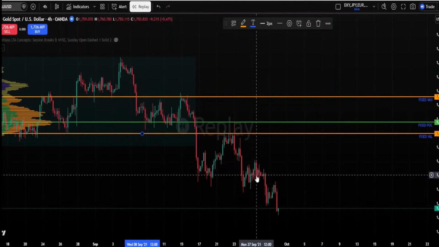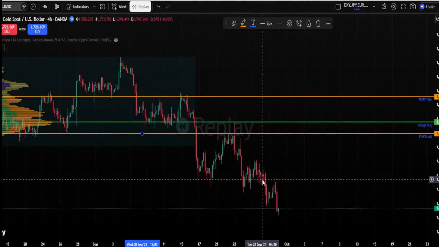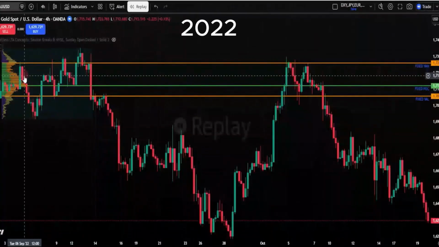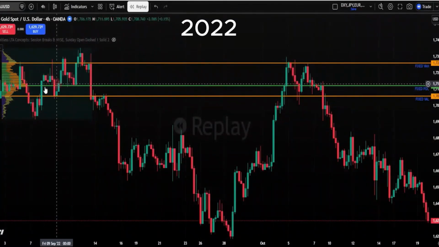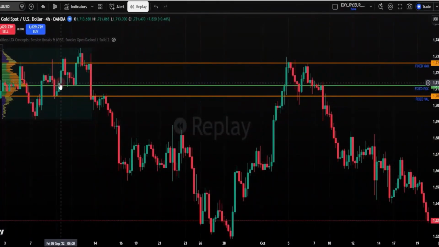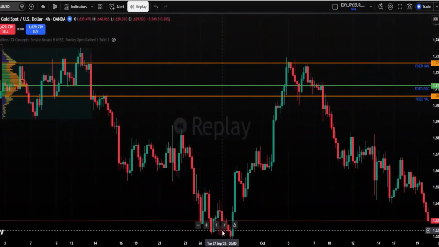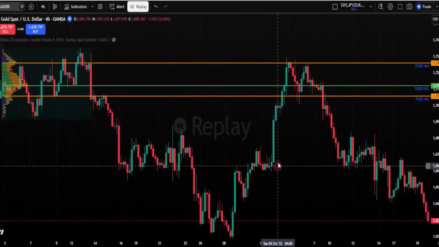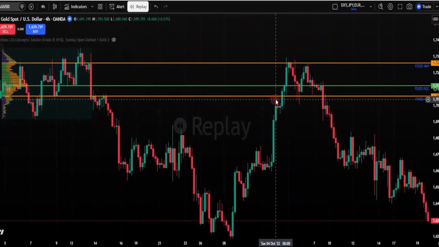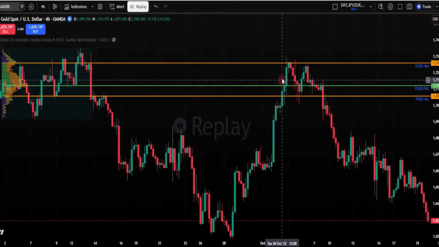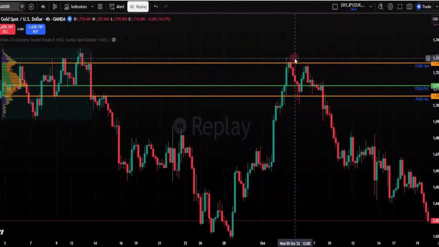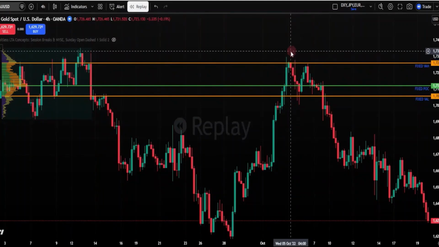And again, this isn't prediction. This is evidence. Now, this consolidation zone is much smaller. The story is exactly the same. Price pushes up above our fixed value area low. It pushes above the fixed POC. And it even tests the fixed value area high. But look closely.